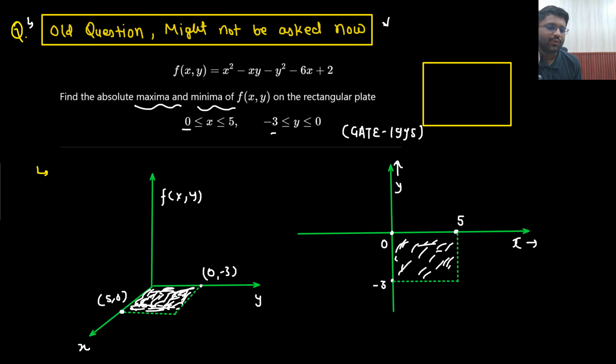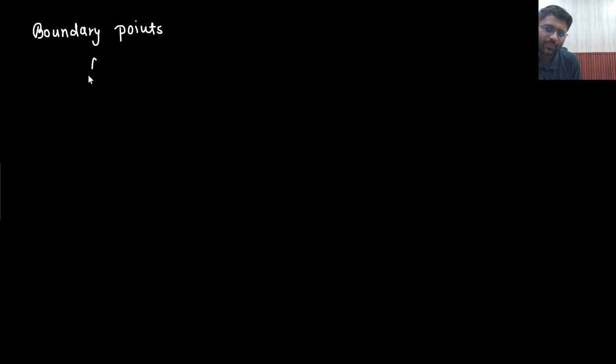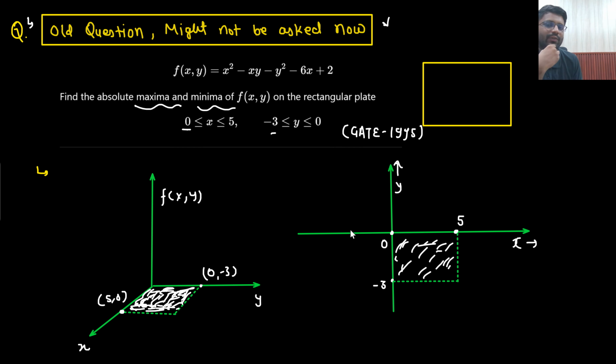Look, x equals to 0 you will put, but y as a variable. X equals to 0, y as a variable.